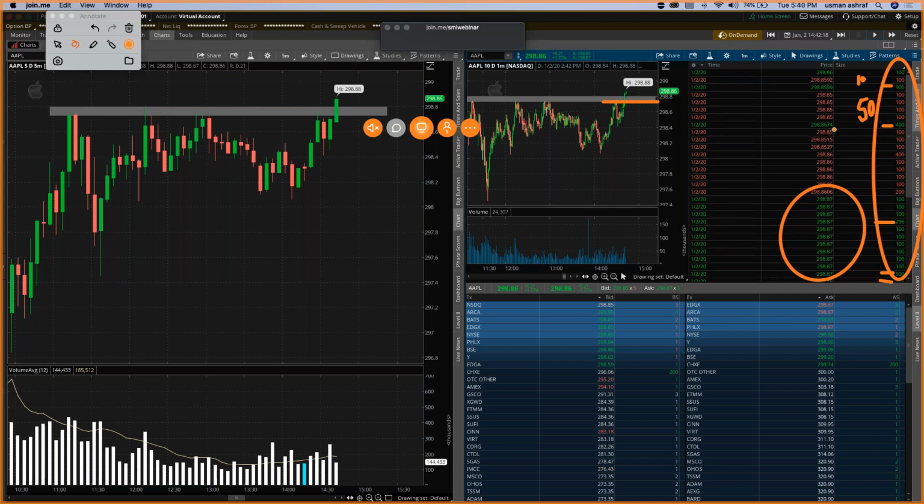And the other thing you want to see is the price of that stock moving upwards if you're trying to catch a breakout on the upside, okay?